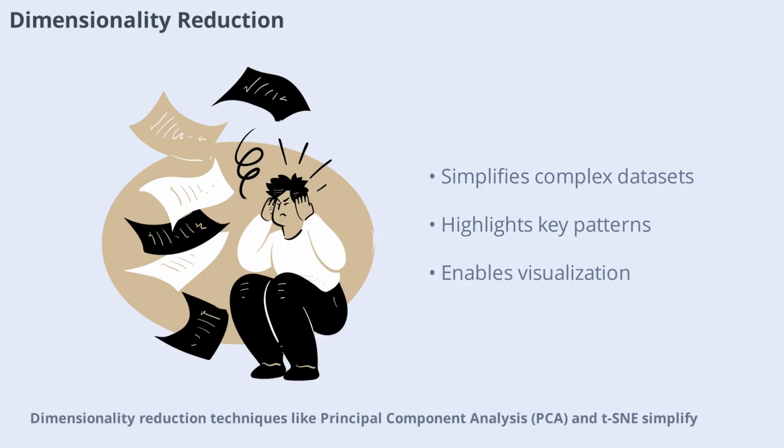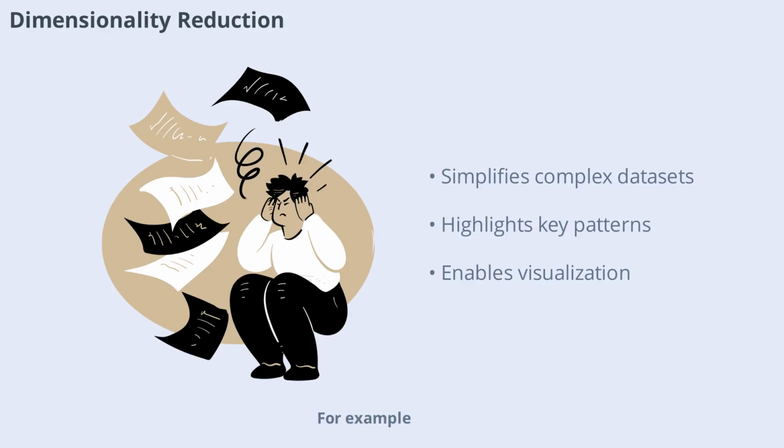Dimensionality reduction techniques like principal component analysis, PCA, and t-SNE simplify data by reducing the number of variables while preserving important information. These methods help visualize complex relationships and highlight key patterns. For example, PCA can reveal clusters of samples with similar gene expression profiles. Dimensionality reduction is essential for making sense of high-dimensional biological data.